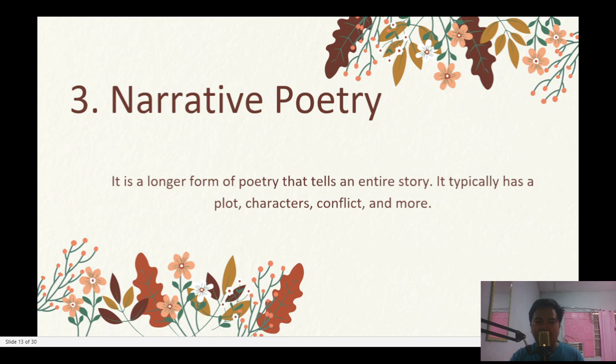So, basically, class, ang narrative poetry, kwento siya in a manner of poetry. Okay? Gumagamit siya ng tugmaan, gumagamit siya ng mga literary devices, gumagamit siya ng syllable or ng rhyme scheme, gumagamit siya ng mga lines and stanzas. Pero it's a story. Okay? A long story.